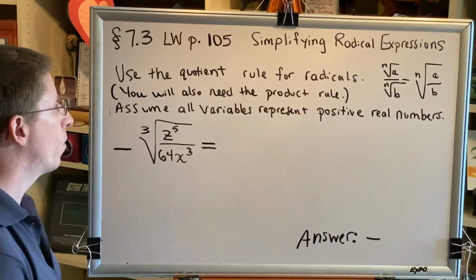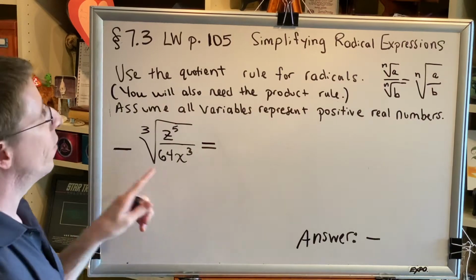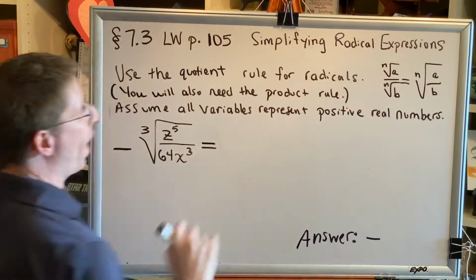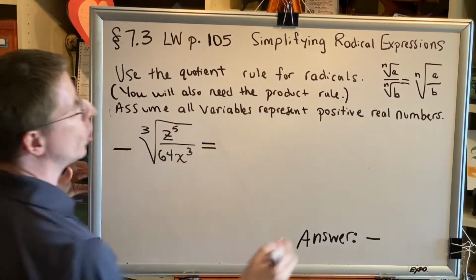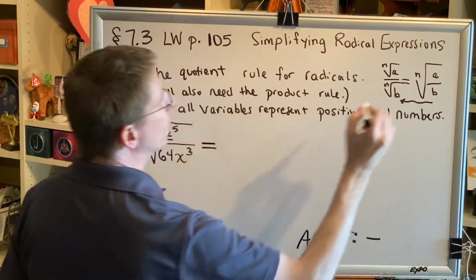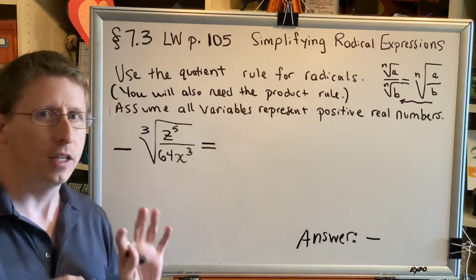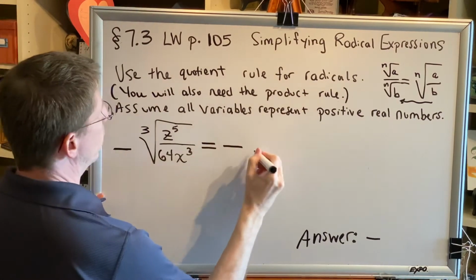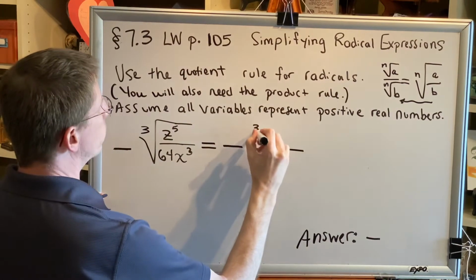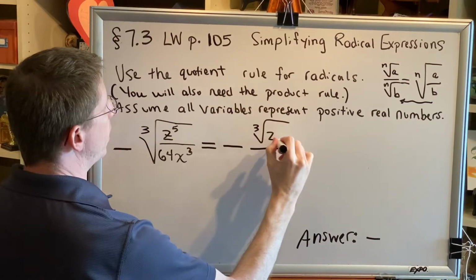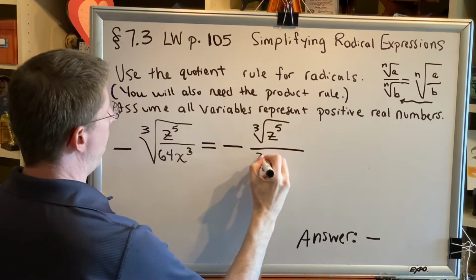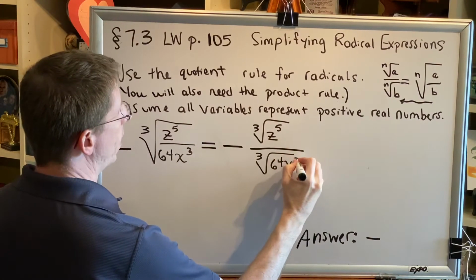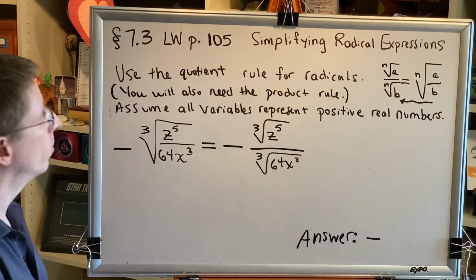Now, interestingly, for the problem that we have, what they've given us is the right side of the formula, one radical with a fraction underneath. And what we're going to do is use the rule from right to left and break this one radical into two radicals. So, first the minus sign, then my fraction bar. I'll have the cube root of z to the fifth for the numerator, and I'll have the cube root of 64x to the third down there in my denominator.